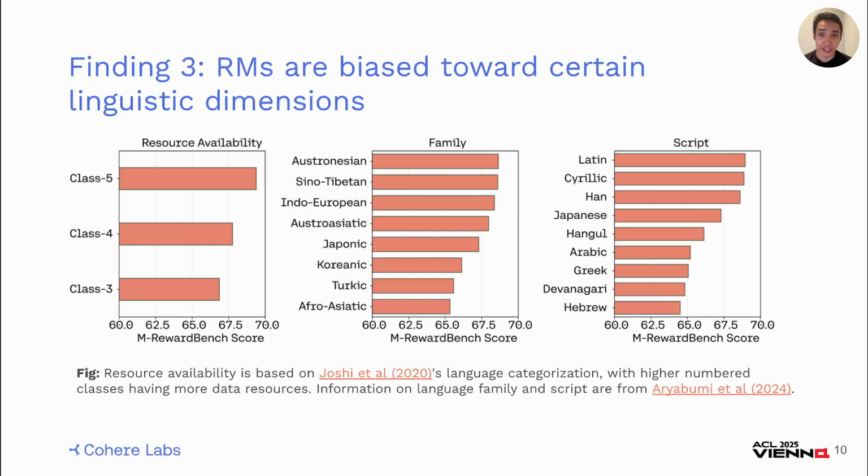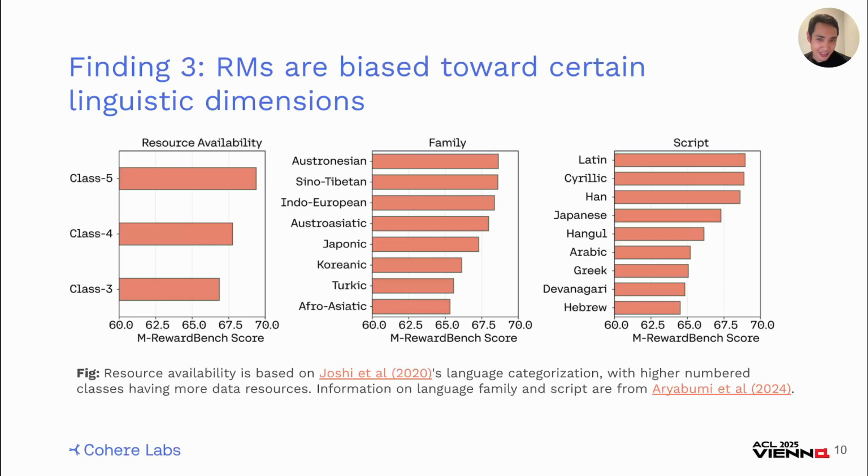For our third finding, we also find that RMs in general tend to be biased towards certain linguistic dimensions. In the charts below, we divide the languages in the M-RewardBench subset into their resource availability, language family, and script. So if you look at the leftmost bar chart, we have the resource availability based on the language categorization from Joshi et al.'s paper. So the lower the number, the less resource a language is.